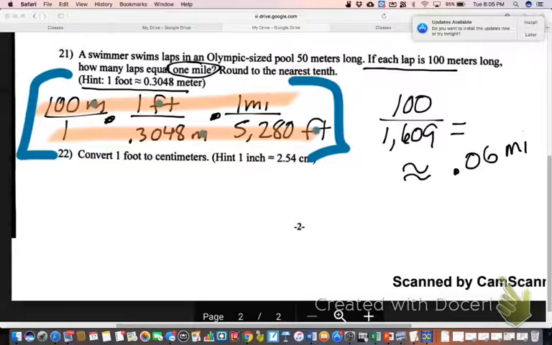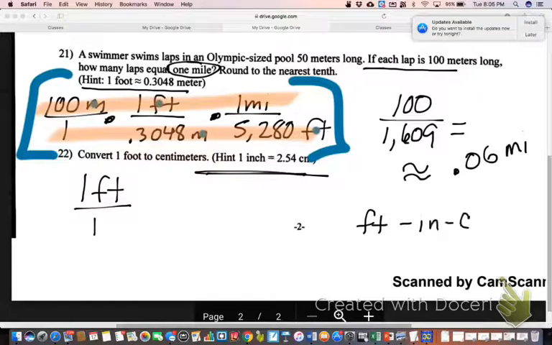Okay, for number 22, a bunch of you guys didn't do dimensional analysis for this one, and I gave it to you because you got the right answer, but next time we've got to do dimensional analysis, okay? I'll be more specific next time. So we're going to convert 1 foot to centimeters, and it gave us the conversion factor with inches. So that tells me that I'm going to go from feet to inches to centimeters. That's going to be my game plan here.